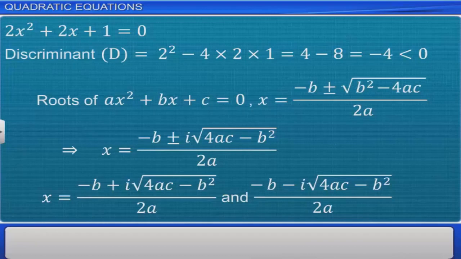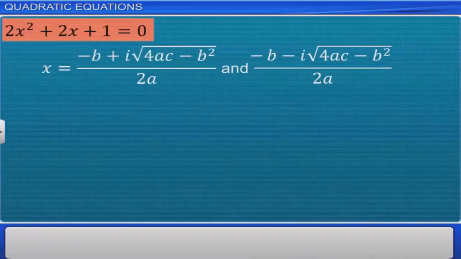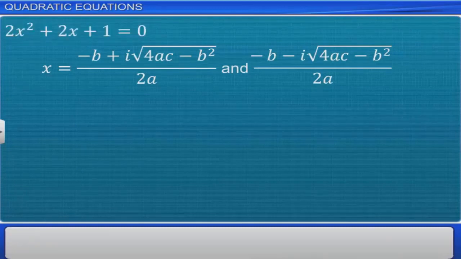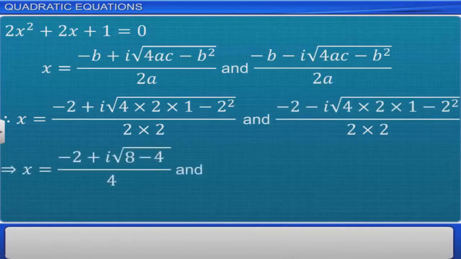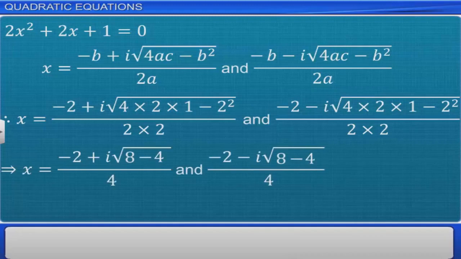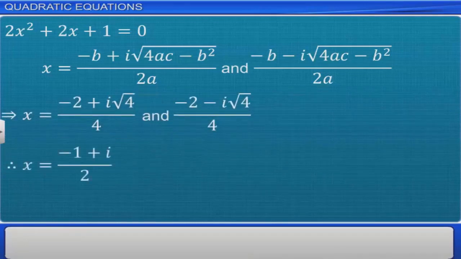Let's now solve the given quadratic equation 2x squared plus 2x plus 1 equal to 0. We have already calculated the discriminant of the equation, which is less than 0. Therefore, the roots of the quadratic equation are as shown. On simplification, we get the roots of the quadratic equation as (minus 1 plus i) divided by 2 and (minus 1 minus i) divided by 2.